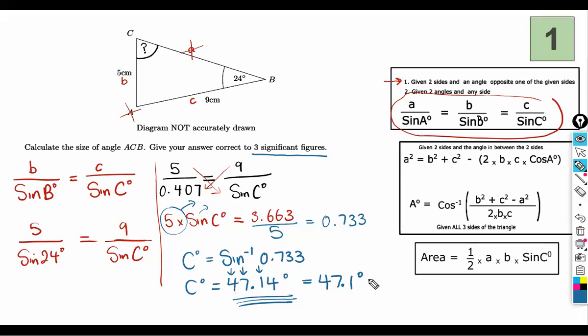Look for your mistakes. But the class was split in half. Not everyone got the 47 point something. Like I said, 47 point anything, take it as correct.